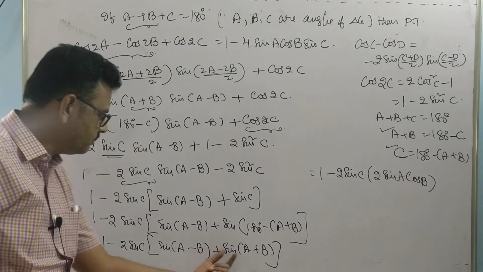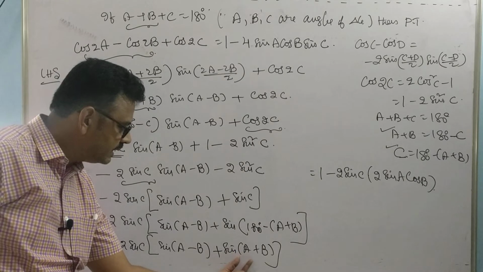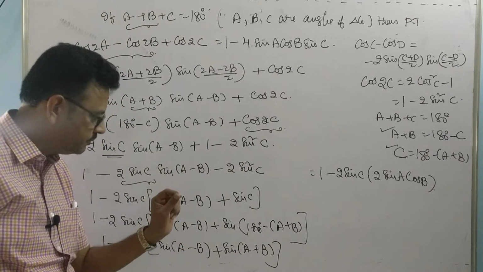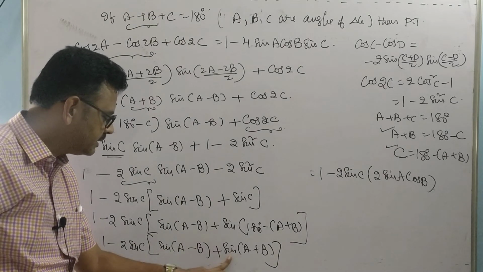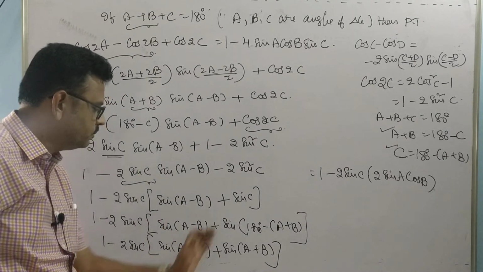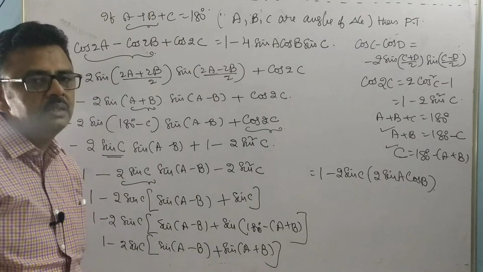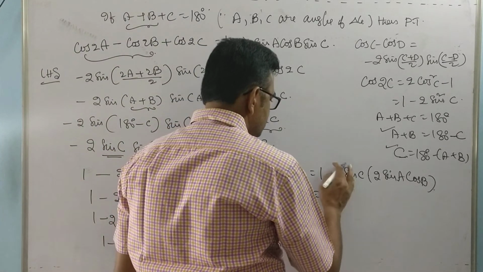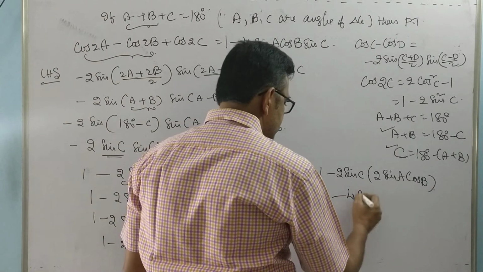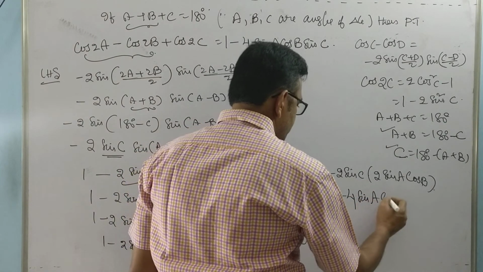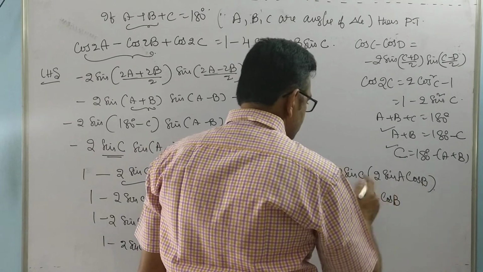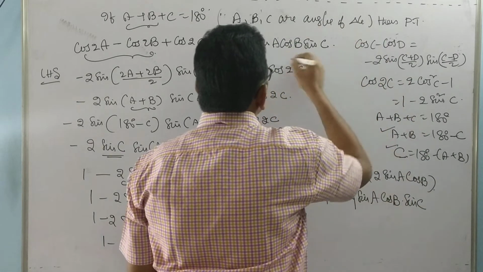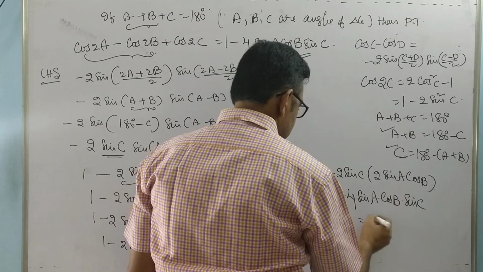Just once you go through your notes, so everything is clear. Sin of a plus b plus sin of a minus b value. Or if you forget about this one, you can write the expansion of this and write the expansion of this. Two terms get cancelled. You will get 2 sin a cos b. So that is equal to 1 minus 2 into 2, so this is sin a into cos b into sin c. So which is equal to what? So this is RHS.